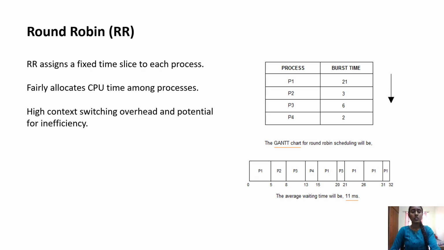Round robin. Round robin assigns a fixed time slice to each process and fairly allocates CPU time among processes. But it has high context switching overhead and potential for inefficiency. You can see the burst time and the processes. The Gantt chart for the round robin scheduling will be like this.